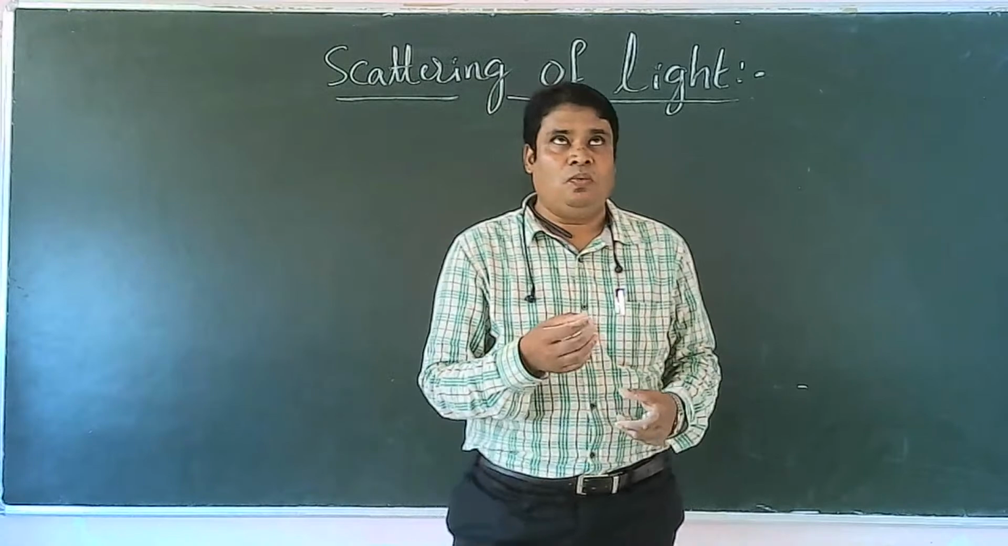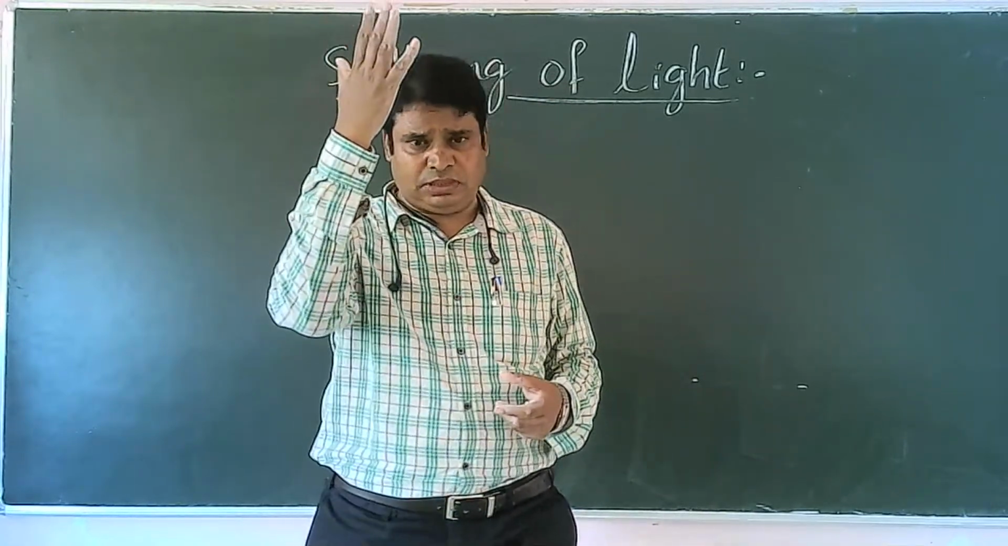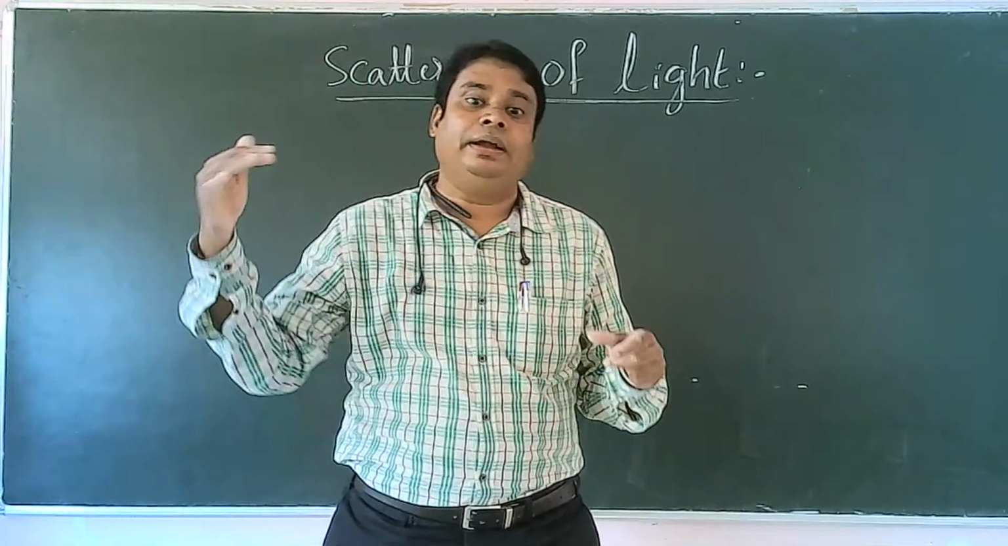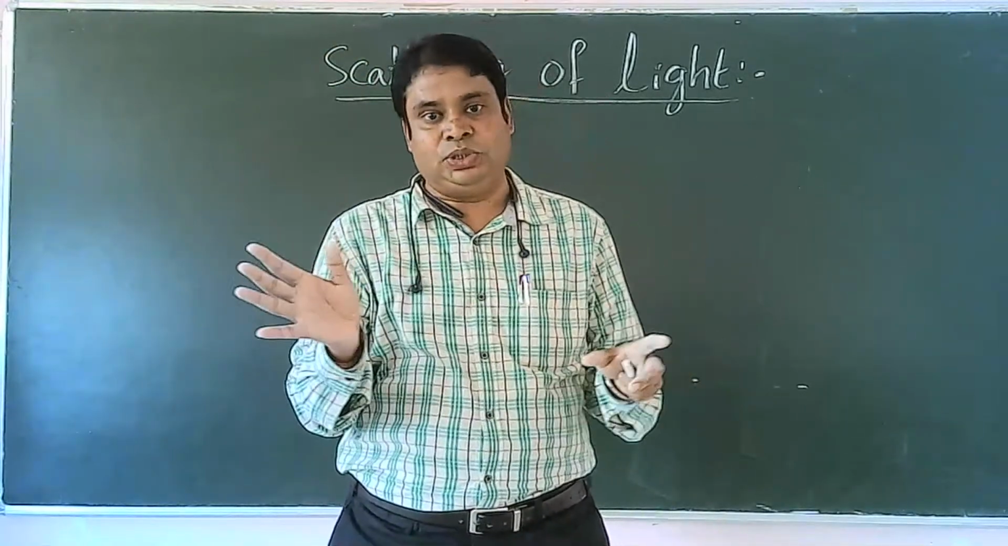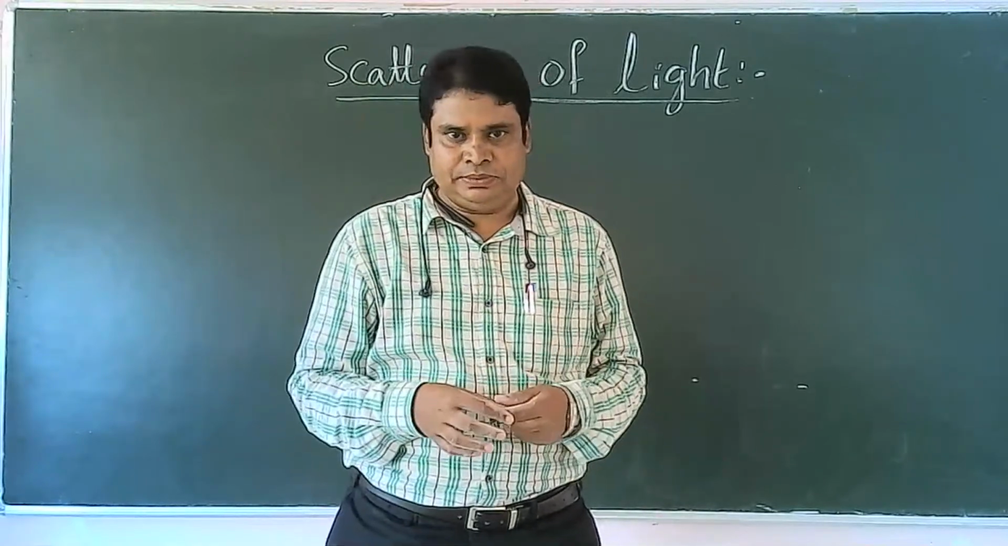Sunlight, while coming from the distance, when it enters the Earth's atmosphere, is deviated due to particles present in the atmosphere.